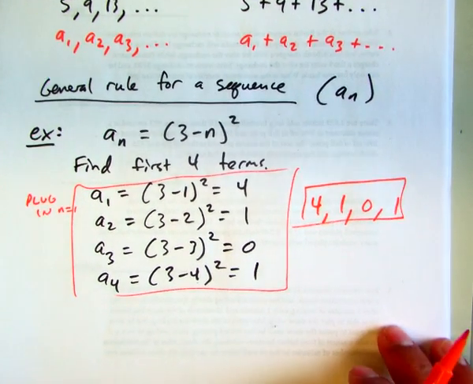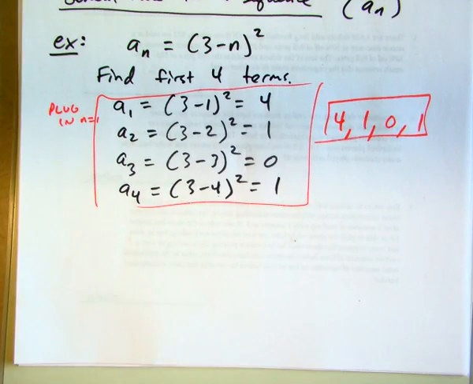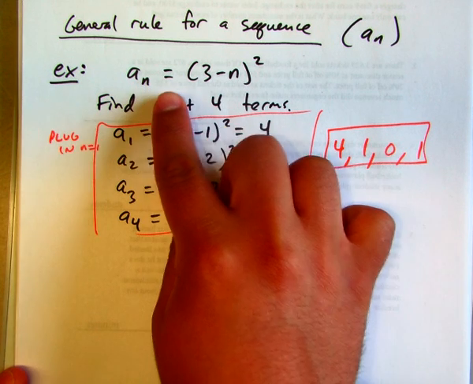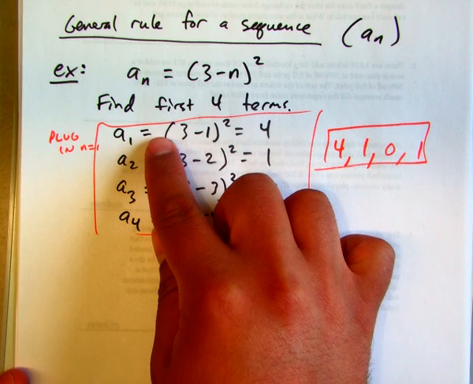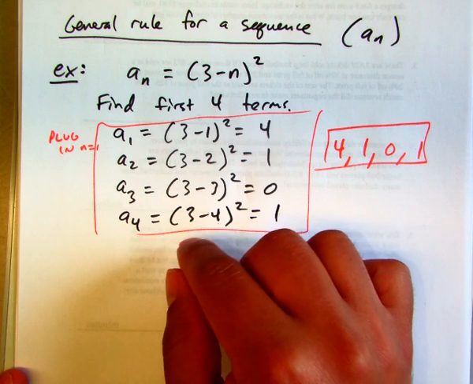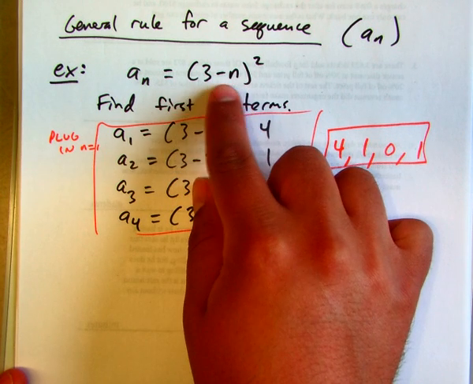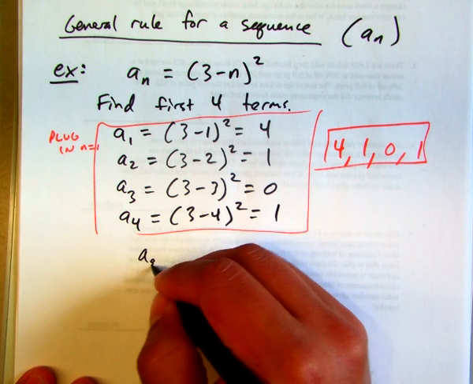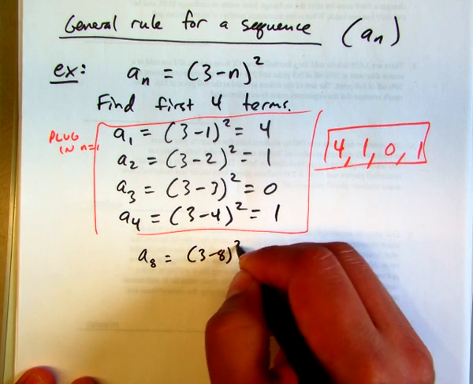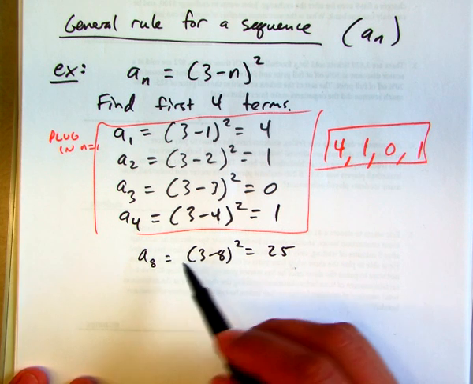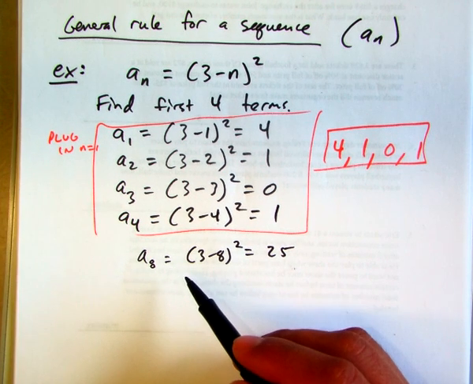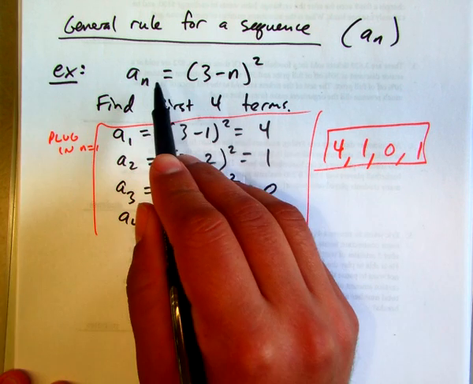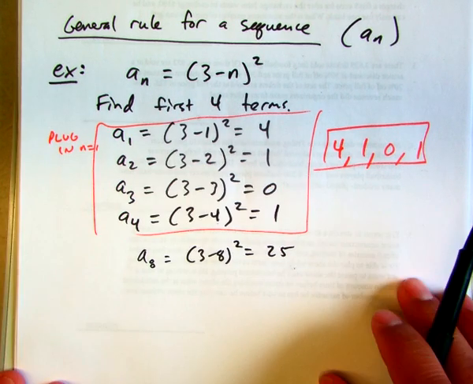Okay? That's generally how a rule for a sequence looks like. It'll give you a formula for the nth term, and then you just plug in whatever position in the sequence you want to know about. So if you wanted to know the 8th term, you can plug in 8 in here. 3 minus 8 is negative 5, and then that would give you 25 when you square it. So you can find any term of a sequence as long as you know what the formula is. Okay? Pretty easy stuff.